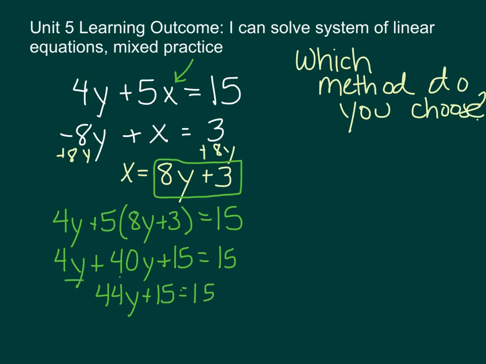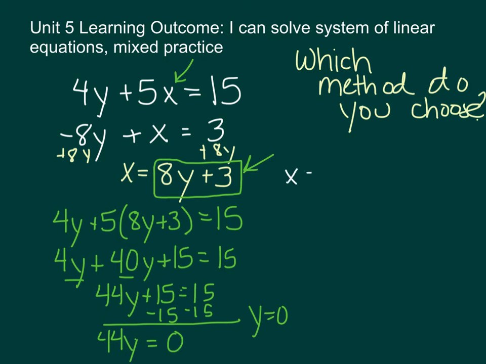Okay, I added those like terms. Let's subtract 15 from both sides. In that case, we get 44y equals 0. Well, divide by 44 and y equals 0. All right, well, we have an equation to plug it back into.